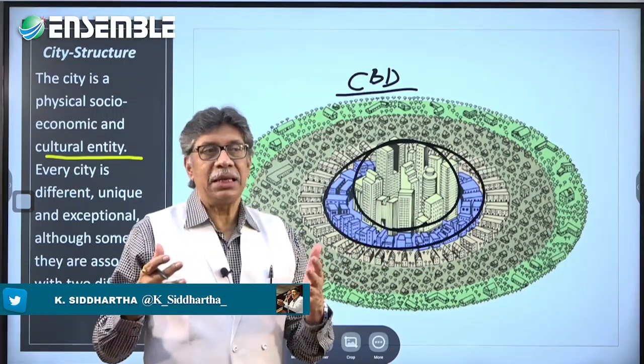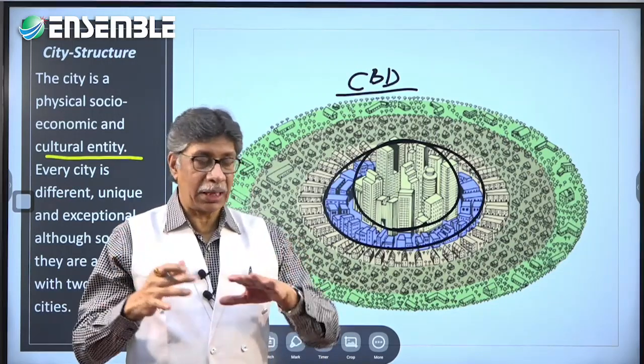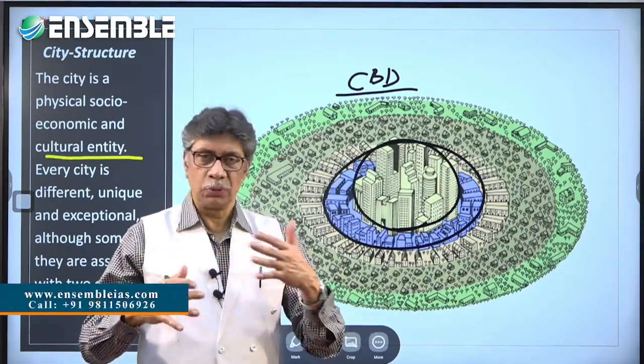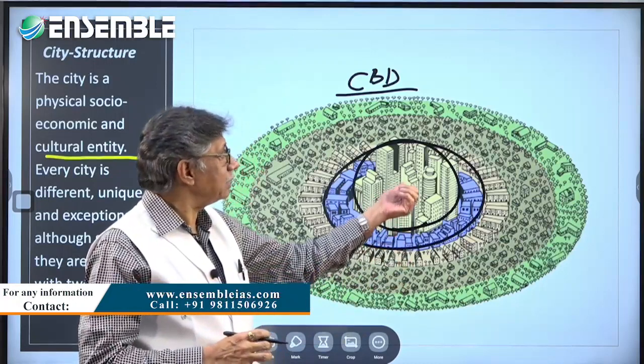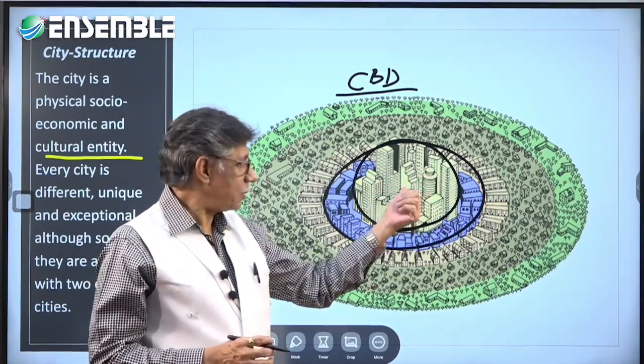So let's say the city center will require someone like a guard, someone to clean the floor, someone to do certain other activities as well, and that is how the CBD goes on to behave in this case. That's one component.